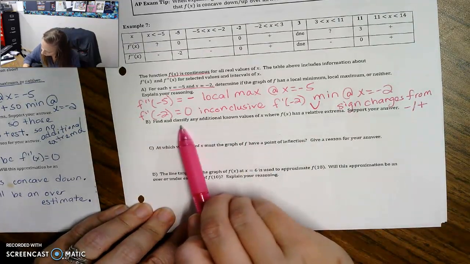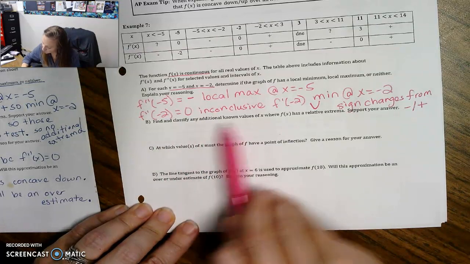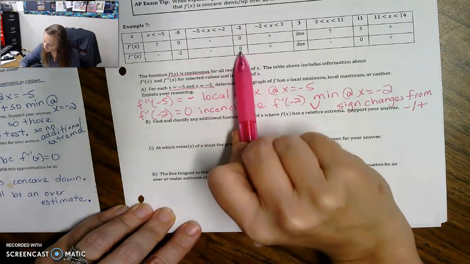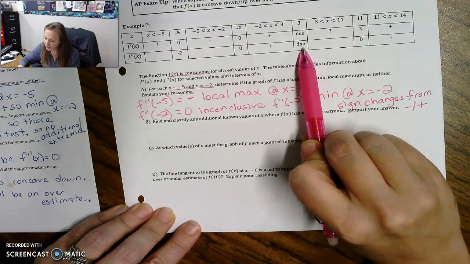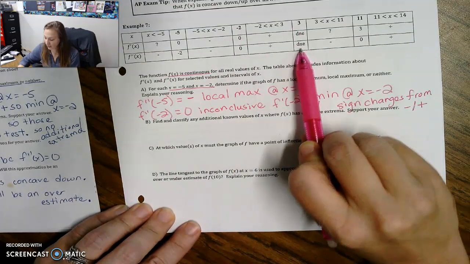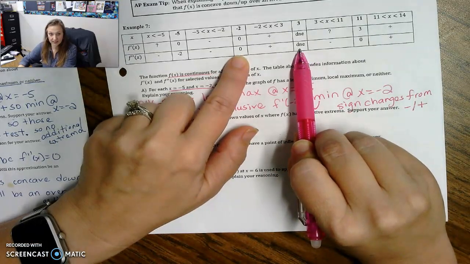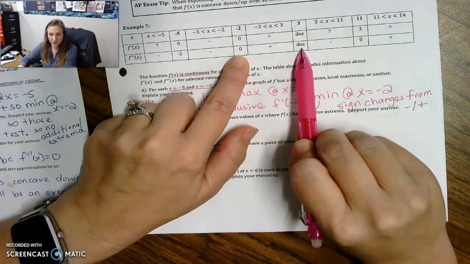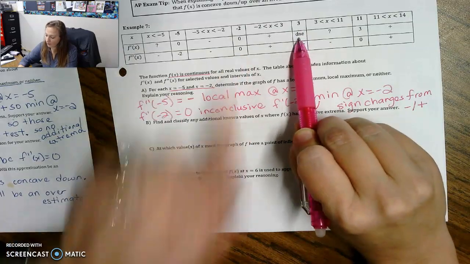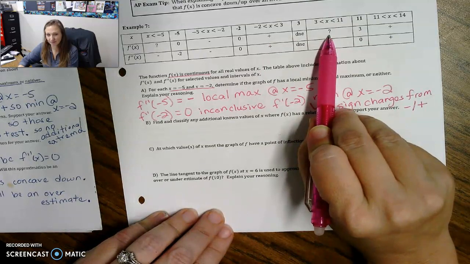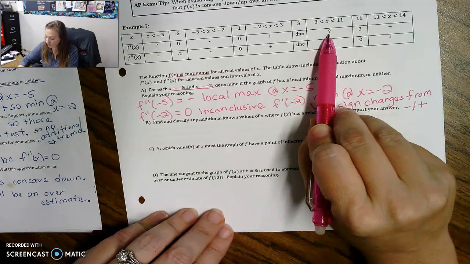Okay, find and classify any additional known values of x for which f of x has a relative extrema. So we already did this one and we did this one. At 3, we really don't have enough information because 0 or does not exist doesn't help us from the second derivative. When we go to the first derivative, I know it's increasing here, but what's happening here? So I really don't know what's happening at 3.